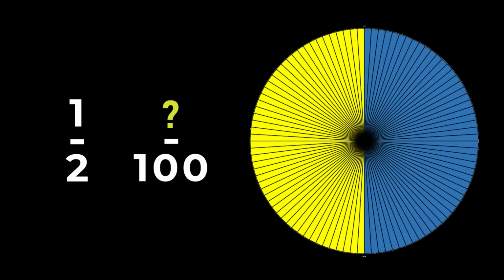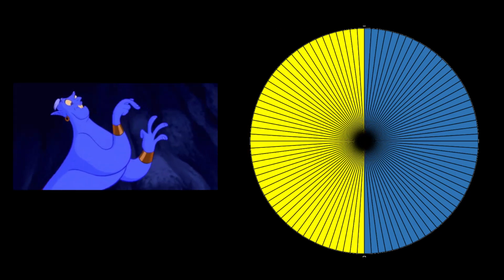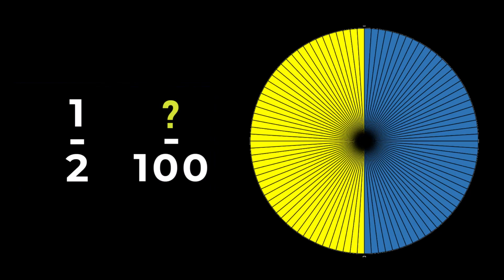Now, please notice, the fraction is still the same. We still have the same amount of yellow as a fraction of the total. But how many of those little slices are colored yellow? Well, if you took a little time and actually went through and counted, you would see that there are 50 yellow slices. And that tells us, friends, that 1/2 is 50%.